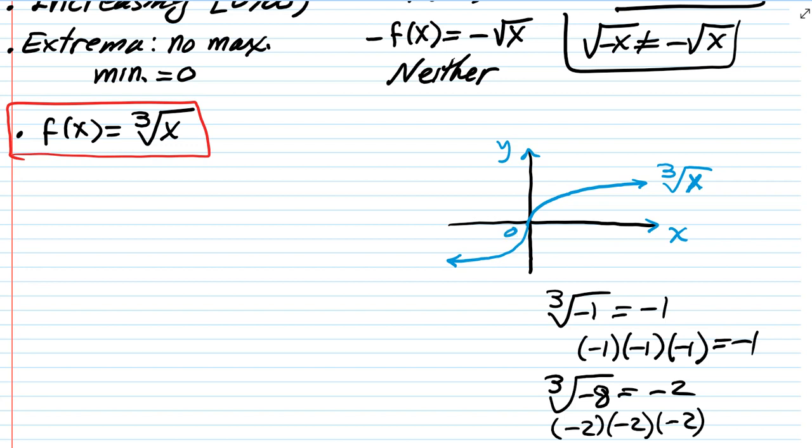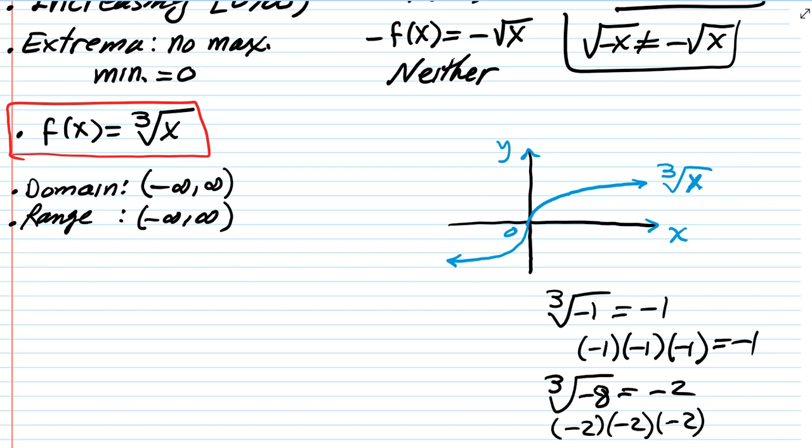And we're going to go through our routine. So let's go with domain. What all can x be? Anything. Even negative numbers in the radicand are fine. What about the range? Well, the range can go from -infinity to infinity. Again, it's a very slow, painful, gradual rise, but eventually it will get there ultimately.